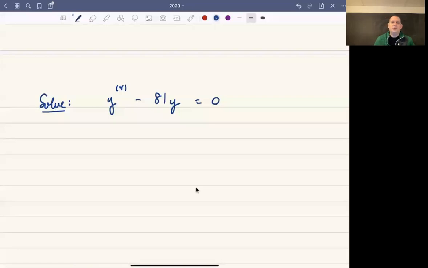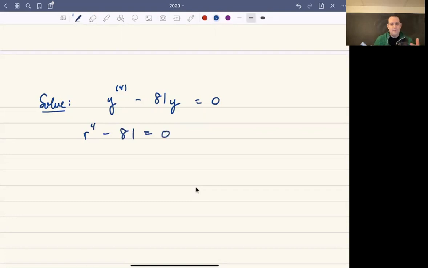So in this video, I want to solve a fourth order linear homogeneous ordinary differential equation with constant coefficients. So many adjectives. But here we have a fourth derivative of y minus 81y equals 0. And so we know what to do. We know that we need to look at the equation r to the fourth minus 81 equals 0.